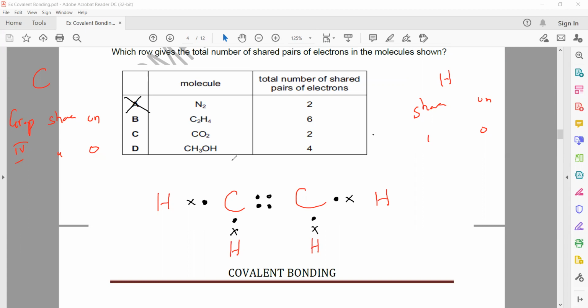Now to work out the number of pairs, this is 1 pair, second pair, third pair, fourth pair, fifth pair, and sixth pair. So there are 6 pairs of electrons. So the total number of electron pairs is 6. That's why B is the right answer for this question. So in the exam you have to draw the structure and then work out the number of shared pairs of electrons between the atoms.